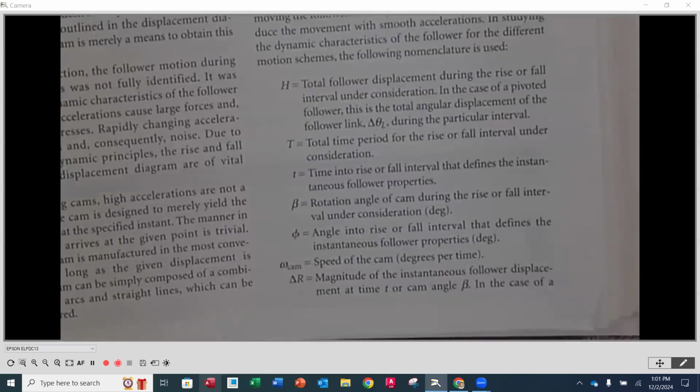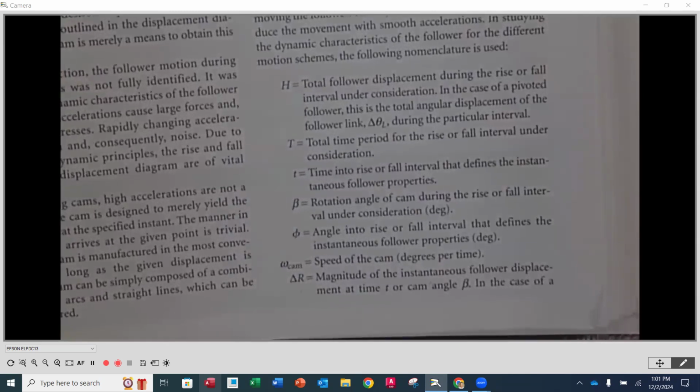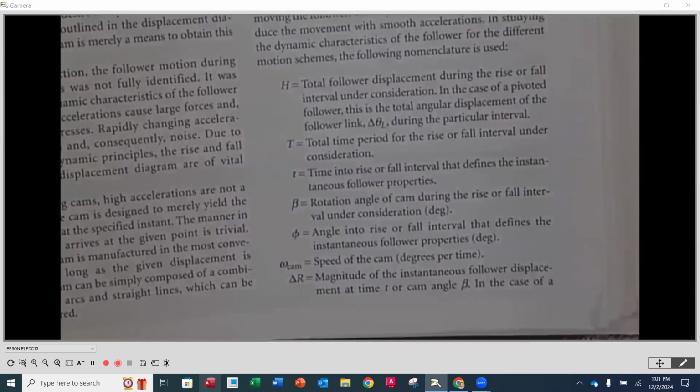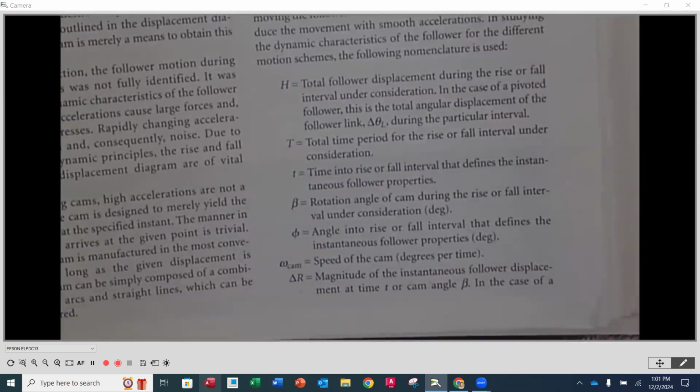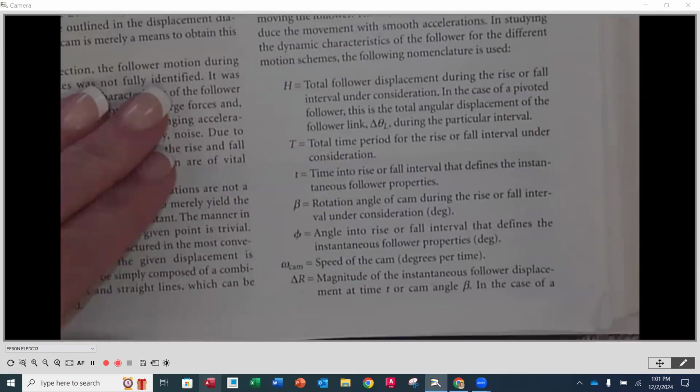And then we've got our W, the speed of our cam in degrees per time. Now, if we're reporting it to determine the rotational speed of the shaft that we need to have this going at to get the rotation or the motion that we need, it's usually going to be in RPMs. But if we're using it to calculate our betas, then it's going to be revolutions per second. Okay. And then lastly, it's going to be our total R. That's going to be the magnitude of the instantaneous follower displacement at any given amount of time, like looking at a smaller increment of time.